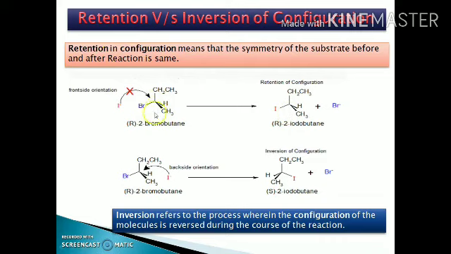Configuration means the three-dimensional arrangement of the elements around the central atom. If the configuration before the reaction and after the reaction is the same, that process is known as retention. If before the reaction and after the reaction the configuration is different, that process is known as the inversion of the configuration. For example, the initial compound is dextrorotatory, but after the reaction the compound becomes levorotatory. So that is known as the inversion of the configuration.